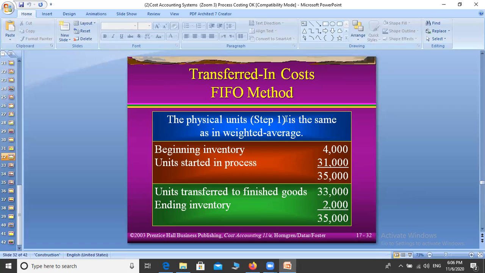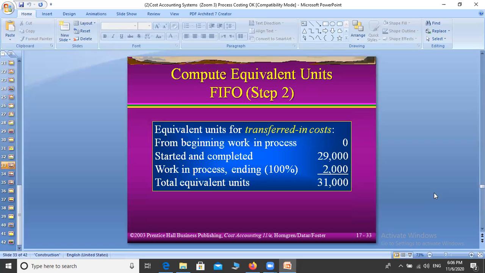Now, beginning inventory 4,000. Units started 31,000. So the total is 35,000. Units transferred to finished goods 33,000. Ending inventory 2,000. So 35,000, just the same as in the weighted average. Now compute equivalent units, but using FIFO. Equivalent units for transferred in cost.